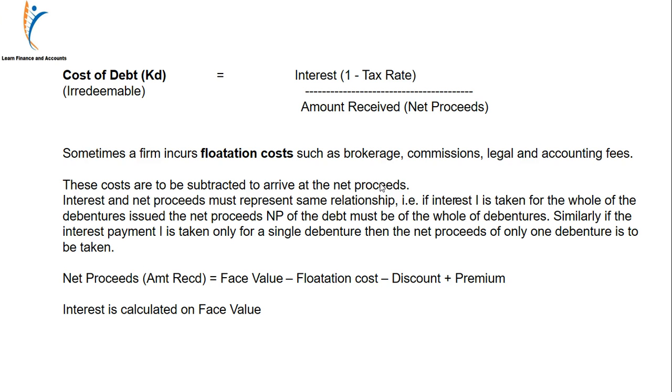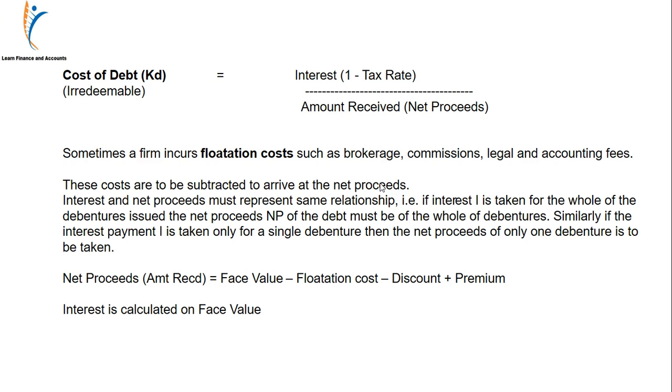So instead of launching the debentures at a face value of 100 rupees, they will launch at say 102 rupees. 2 rupees will be premium. So net proceeds will now be higher than 100 rupees because of this premium. But interest is calculated on face value. It is not calculated on net proceeds. It is calculated on face value.